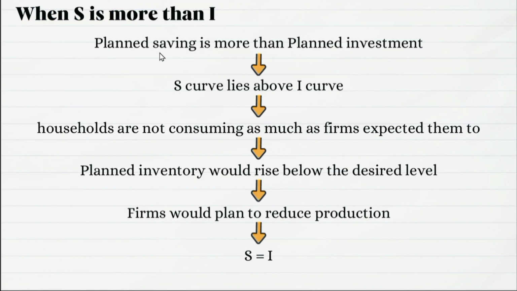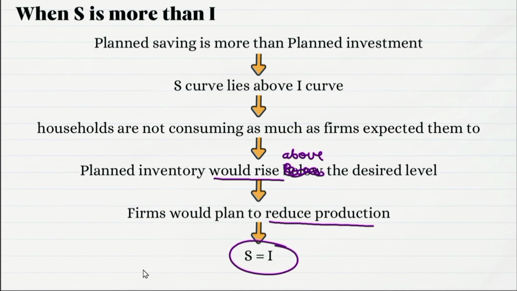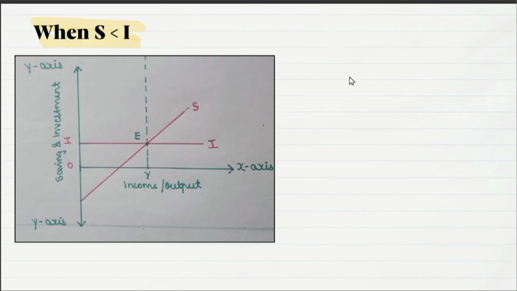So a quick recap. When our planned saving is more than planned investment, our S curve lies above the I curve. Households are not consuming as much as the firm expected them to. So inventory would rise above the desired level and firms would plan to reduce the production till S becomes equal to I.